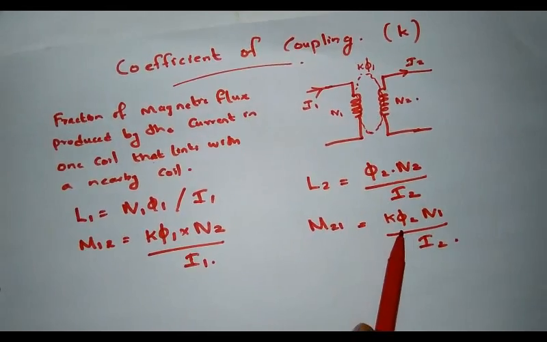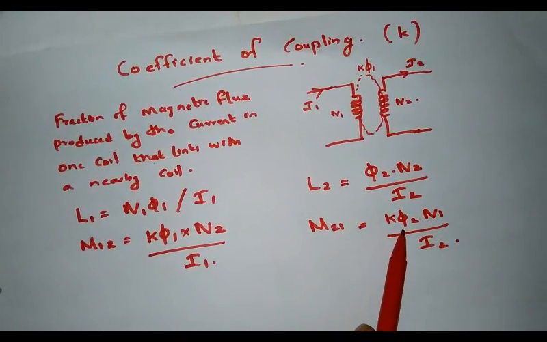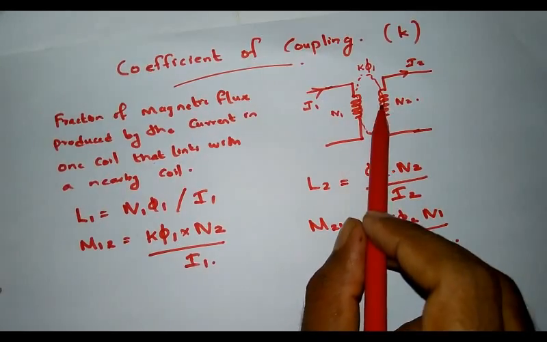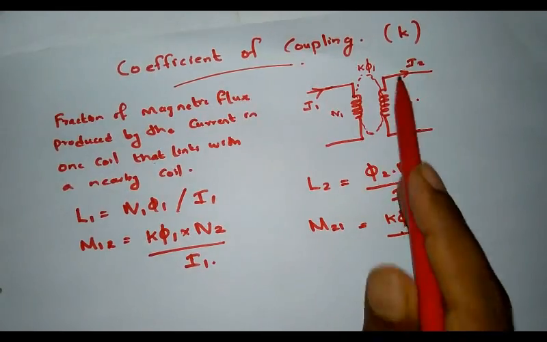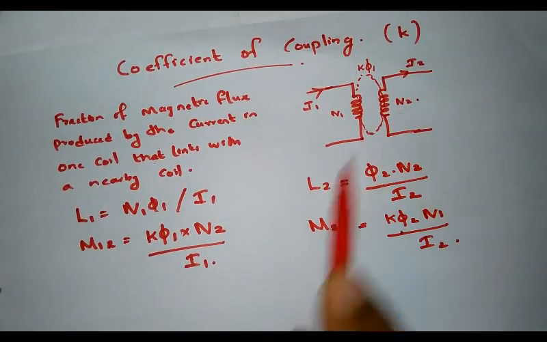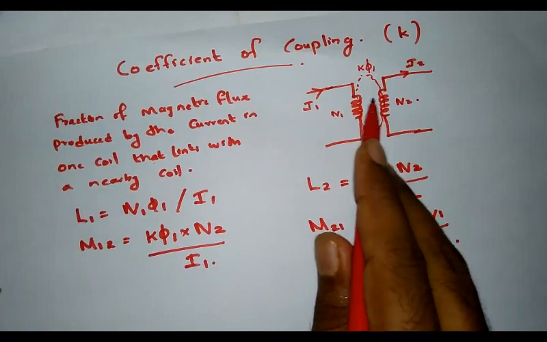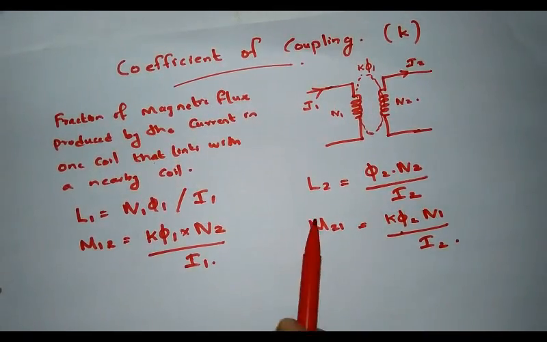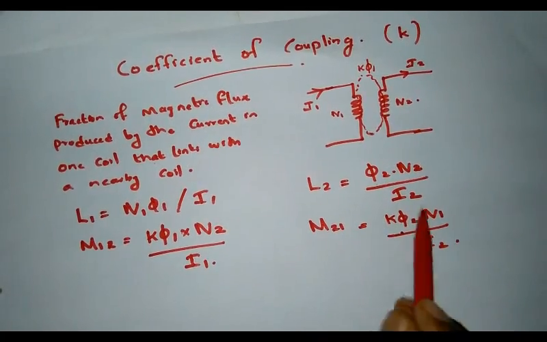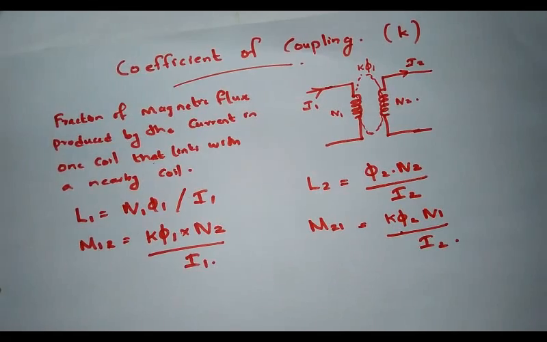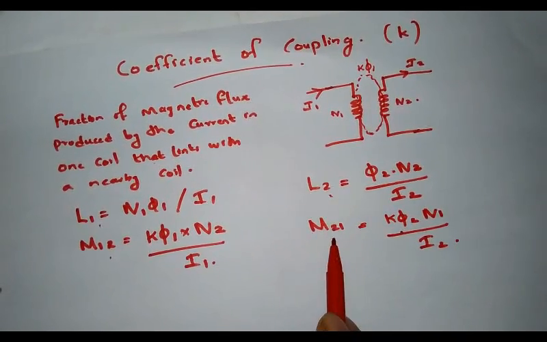K times phi2 is the fraction of flux produced in the second coil that links with the first coil. That is, as a result of current I2 flowing in the second coil, the flux developed is phi2. This flux links with the first coil, and this fraction is termed K phi2, that is, the coefficient of coupling times the flux in the second coil. Therefore, we have expressions for the self-inductance of the first coil, the mutual inductance of the first coil with respect to the second coil, the self-inductance of the second coil, and the mutual inductance of the second coil with respect to the first coil.